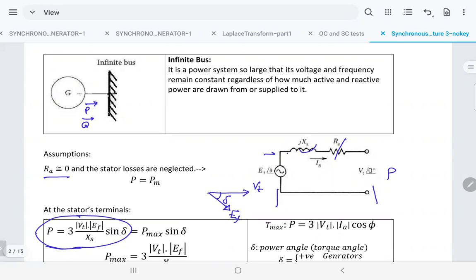Q is a different story, right? Because there is X here, the XS. Because X is related to the reactive power, there will be a difference. The difference between the reactive power at the receiving end and the sending end is the reactive power taken by the synchronous reactance, or the reactance connected between both.